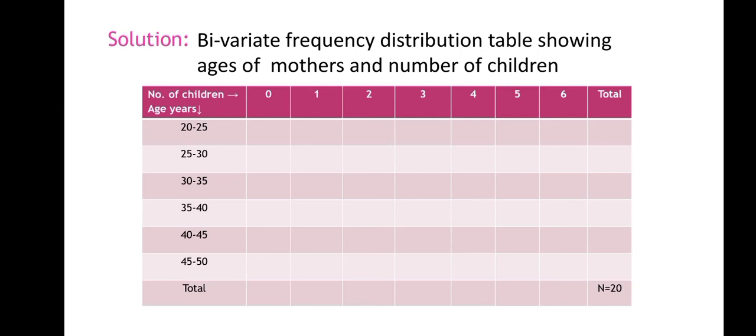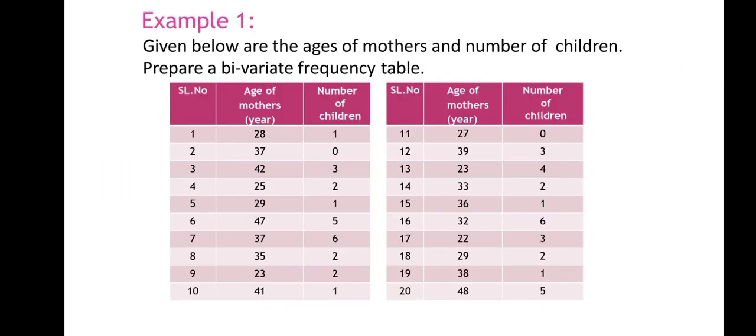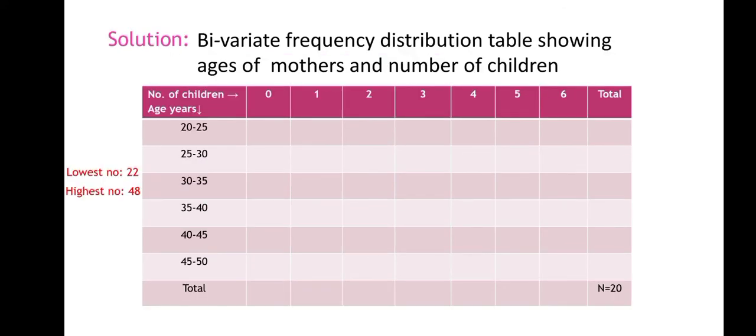Now you have to check this table. In this we have the first number as 28, that is, age of mother is 28 and number of children is 1. So go on putting the tally marks where the age of mother is 28, and 28 lies in the second interval, and number of children is 1. So put a tally mark here. In the same way, go on putting the tally marks for all until you complete all the numbers. So these are the tally marks.